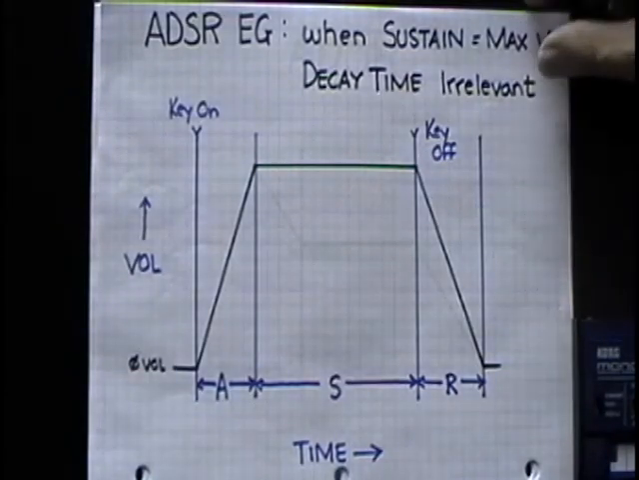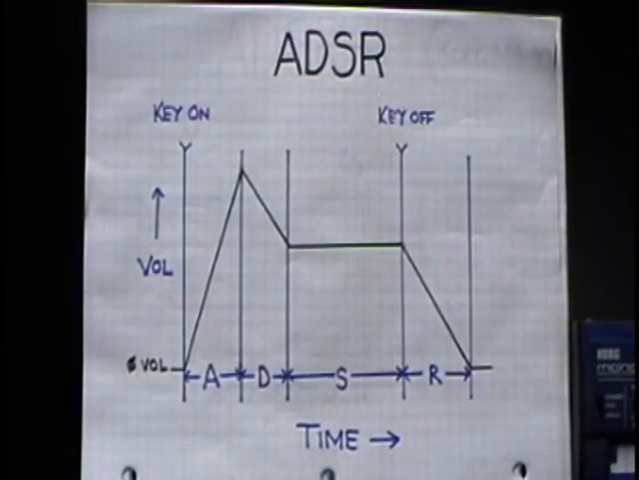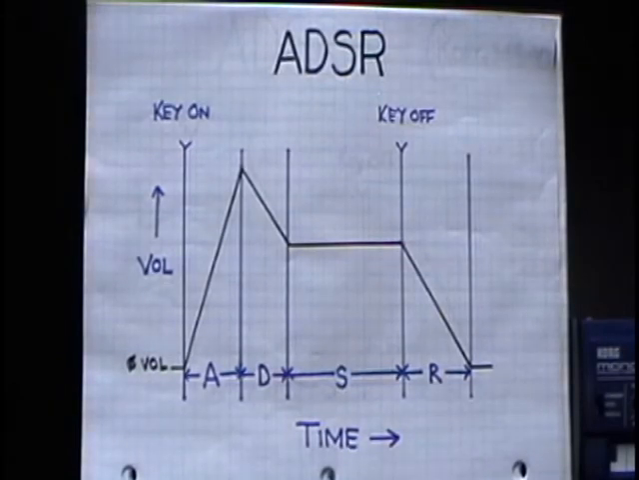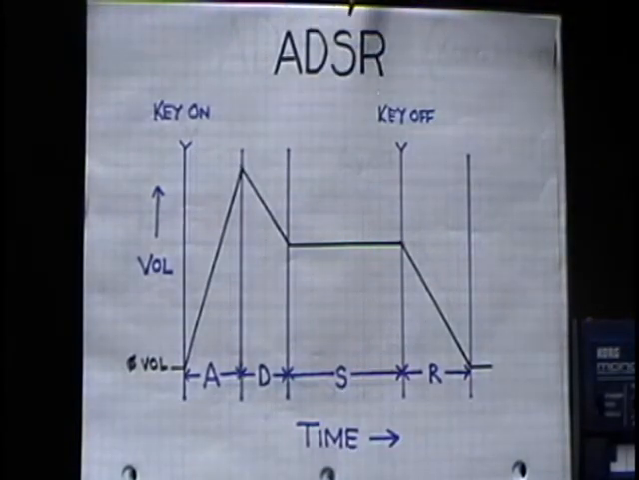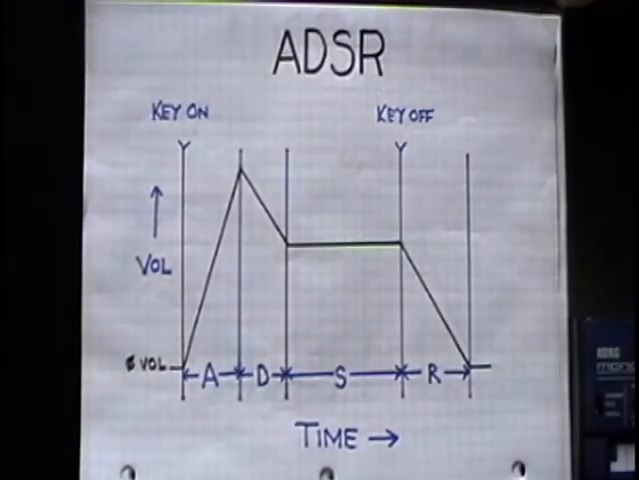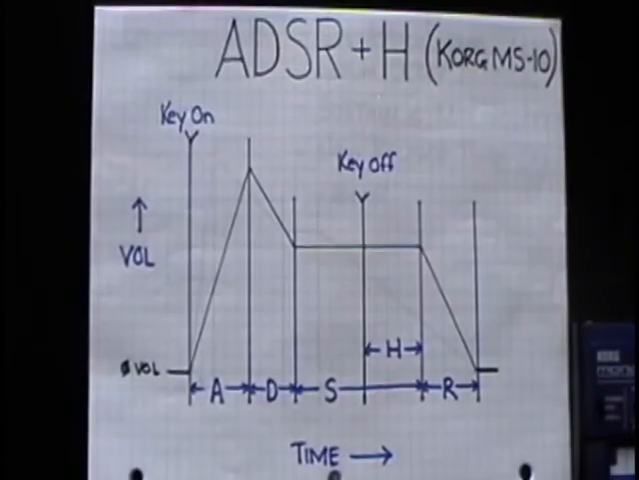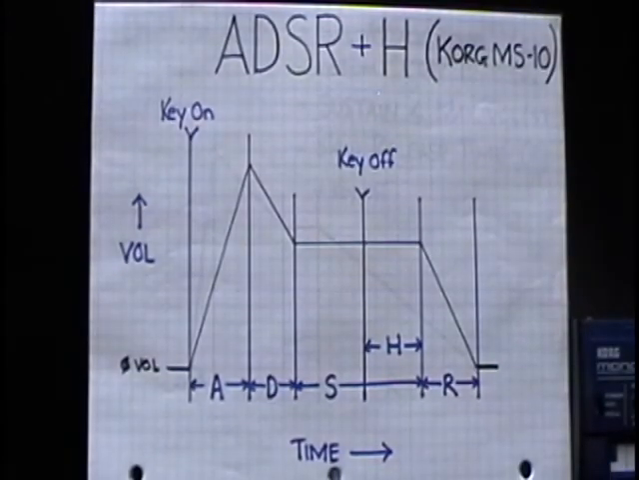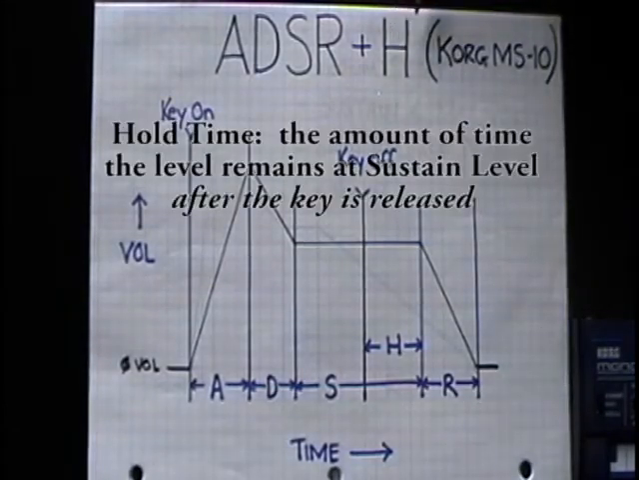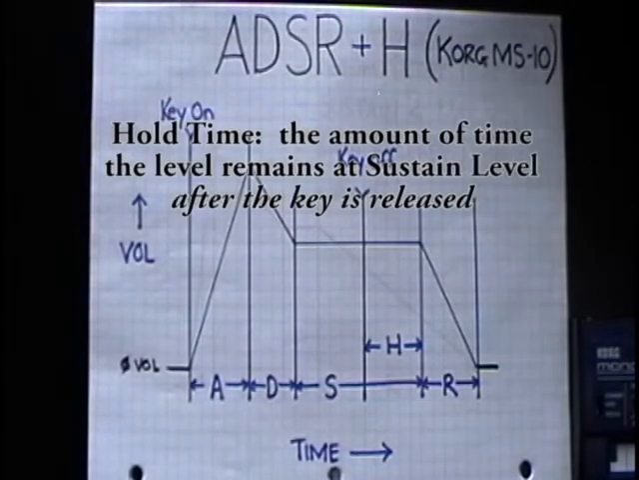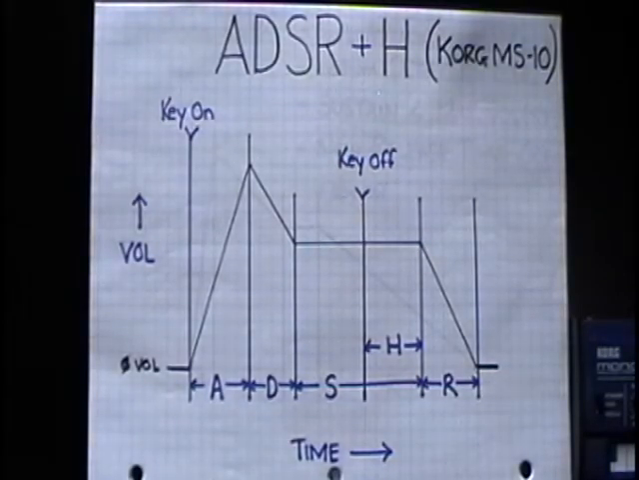Okay, let's look at another chart here. So here's the original chart that we looked at. Here we had the attack, decay, sustain, release. Let's look at the Korg. As I said, the Korg MS-10 has an additional stage here. That's the hold. And again, this is something that's expressed in time. Everything in here, the attack, the decay, the release, and the hold are all expressed in terms of time, or a rate of time, a rate of change.